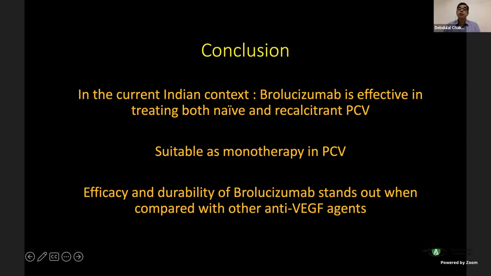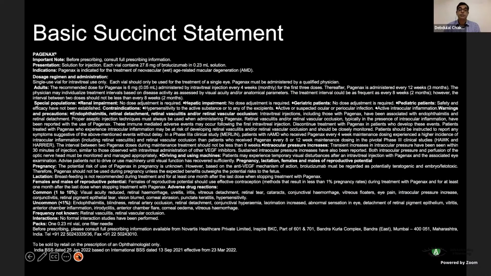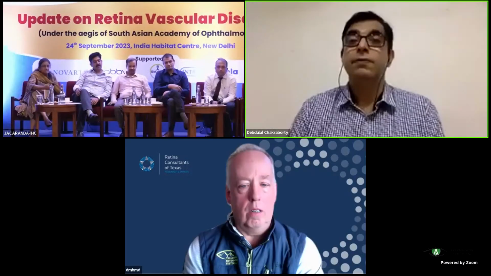So in the current Indian context, brolucizumab is effective in treating both naive and recalcitrant PCV patients. It is suitable as monotherapy in PCV, and the efficacy and durability of brolucizumab stands out when compared with other anti-VEGF agents. So thank you for your kind attention.